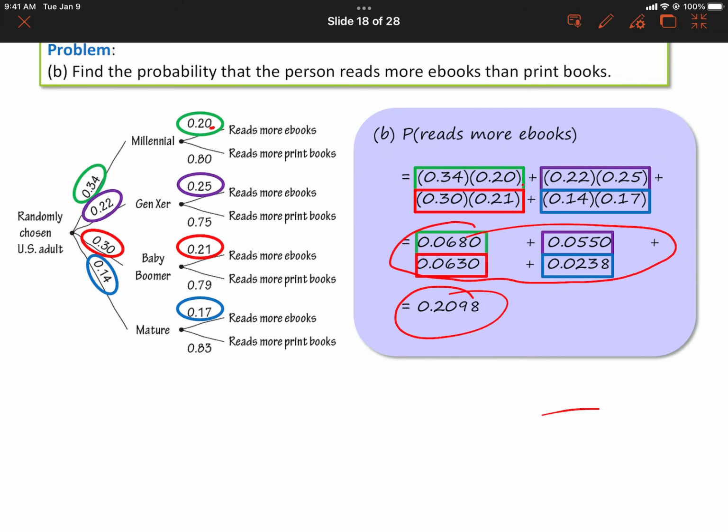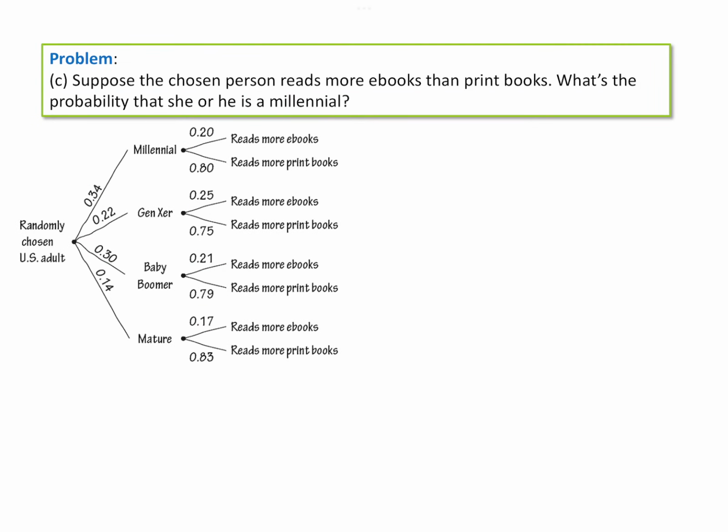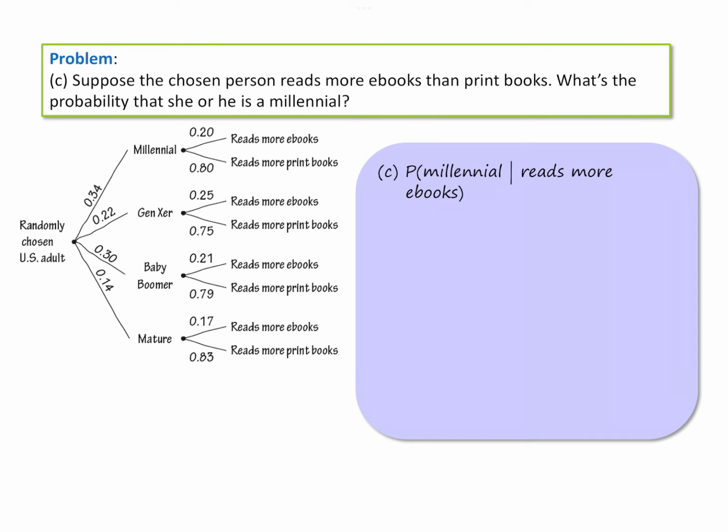So let's look at part C. Here, suppose the chosen person reads more ebooks than print books. What's the probability that he or she is a millennial? So what I'm looking for here, notation-wise, is the probability of millennial given they read more ebooks. From our formula, that means I need the probability of millennial and reads more ebooks divided by the probability of reads more ebooks.